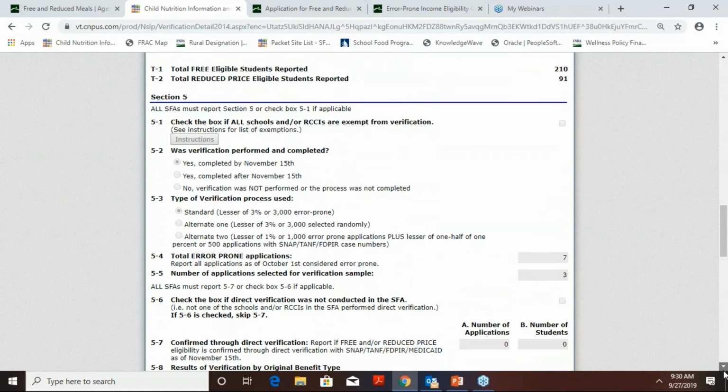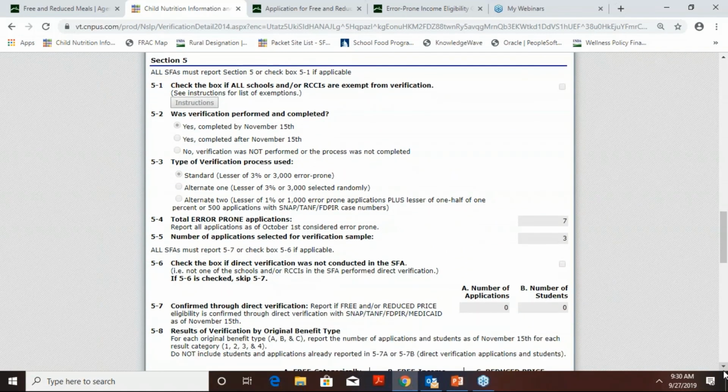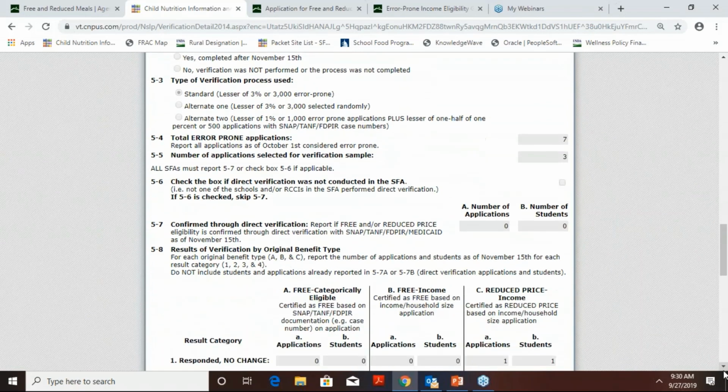Okay, next section, section 5, is asking some overall questions specifically about verification. So 5.2 is was verification performed and completed. Yes, you completed it by that November 15th deadline. No, you completed it after the November 15th deadline, or no, you didn't do it at all. Then everybody is going to be selecting the standard method of error-prone verification, which is that first option in 5.3.